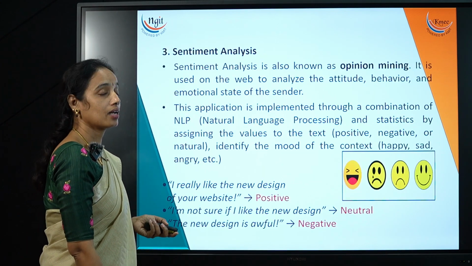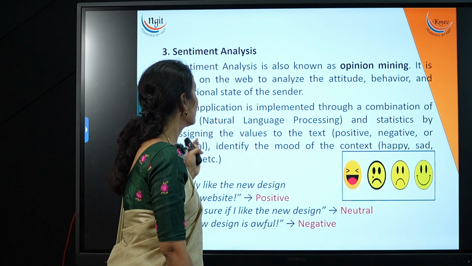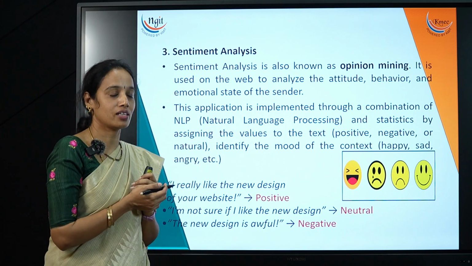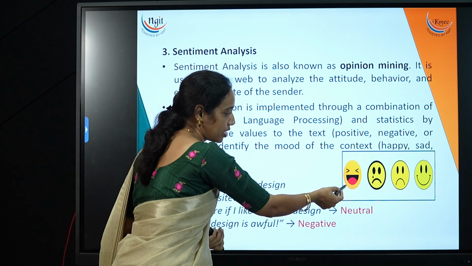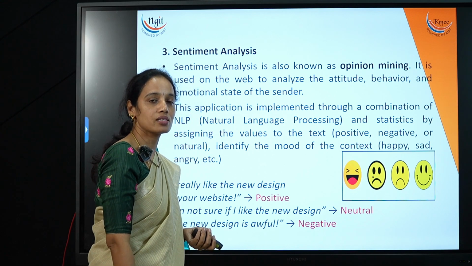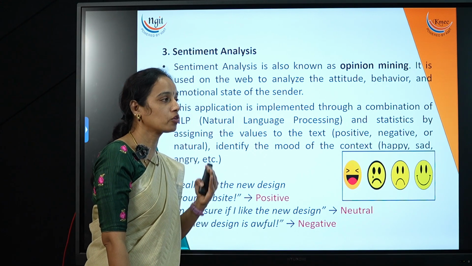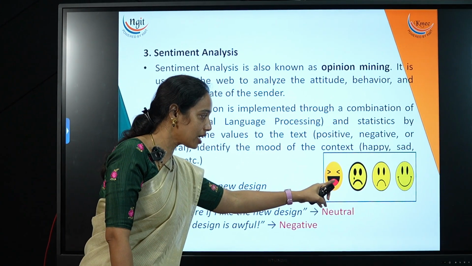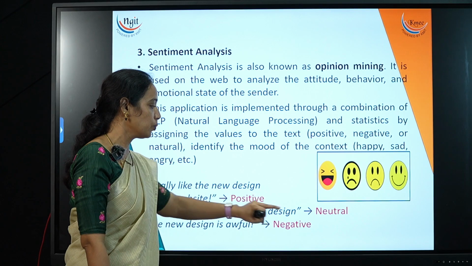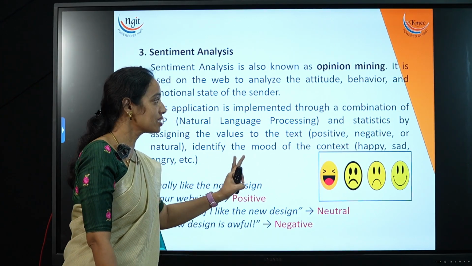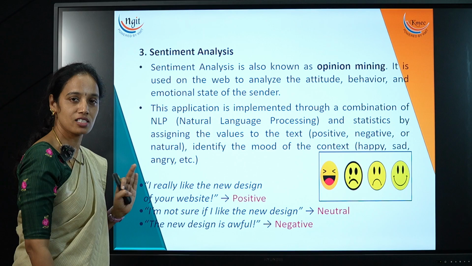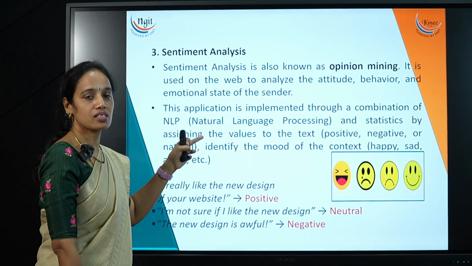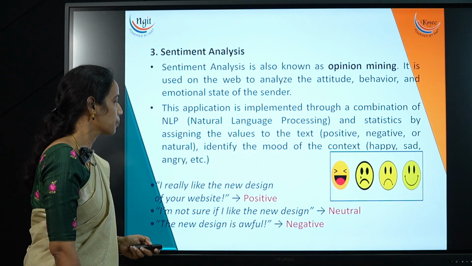Next is sentimental analysis, which is also called opinion mining. It is used on the web to analyze the attitude, behavior and emotional state of the sender. Maybe on many websites you have visited, you have seen these emoji symbols, and at the end you want to give feedback to a particular product or review anything. So we can make use of emojis like positive, neutral, negative. So that is sentimental analysis. Sentimental analysis is one of the biggest research areas, and for those applications also we can make use of NLP.